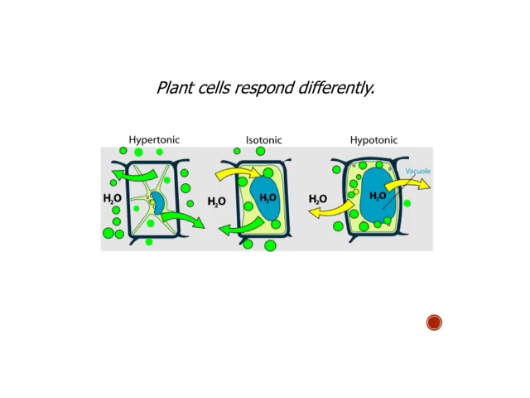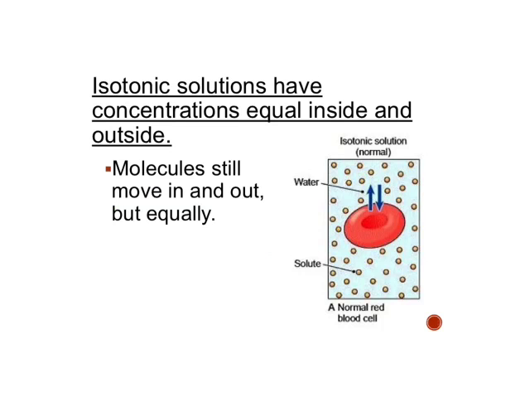Now there's a third type of solution called isotonic. Isotonic solutions have concentrations equal on the inside and the outside. So this would be a solution in which all of the solids and water are exactly the same outside and inside this cell. In this case, the molecules are moving in and out of the membrane, but they're moving the same number out as in. 2 move out, 2 move in. 3 move out, 3 move in. And so the cell remains the same.